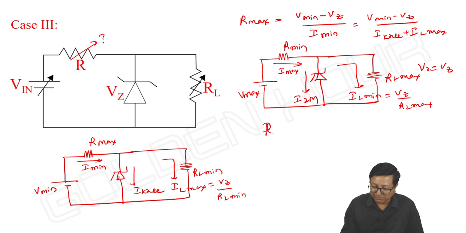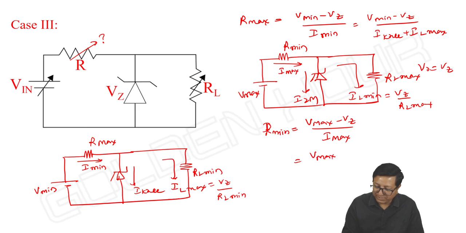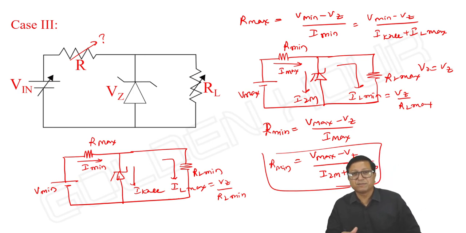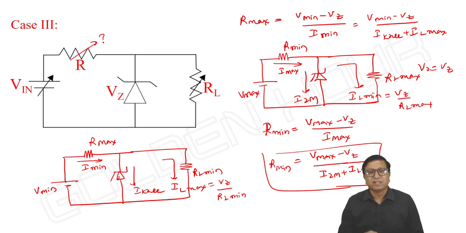So R minimum is equal to (V max minus Vz) by I max. That is (V max minus Vz) by (IZM plus IL minimum). That's it. And during this process, if they give IZ minimum, well and good. If they do not give, we take IZ minimum 0. So many times I told. If RL minimum, maximum, if they give, well and good. If they do not give, we take RL maximum is equal to infinite.